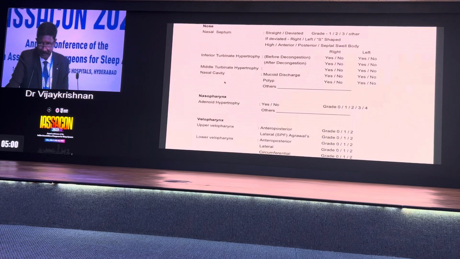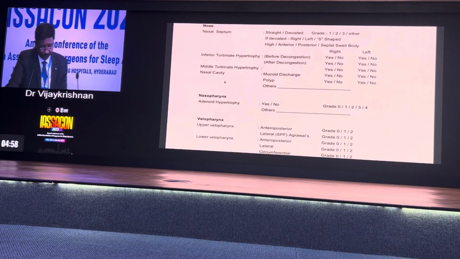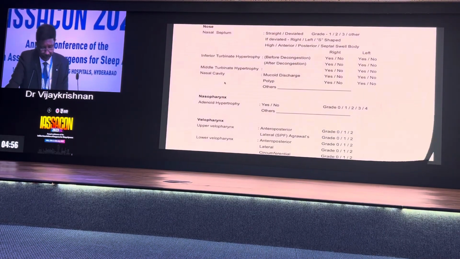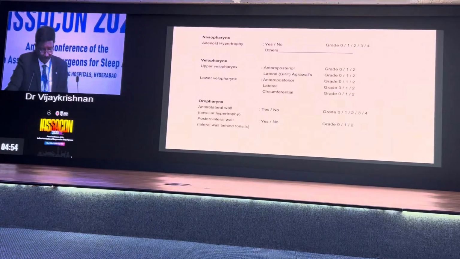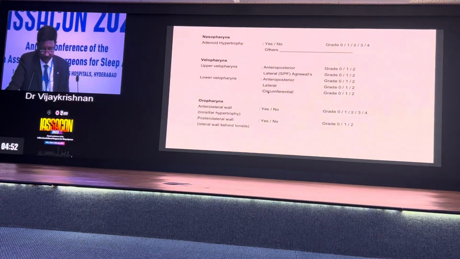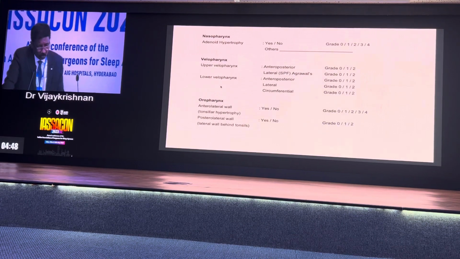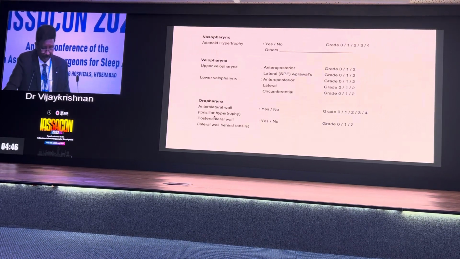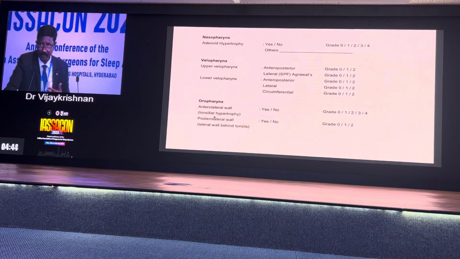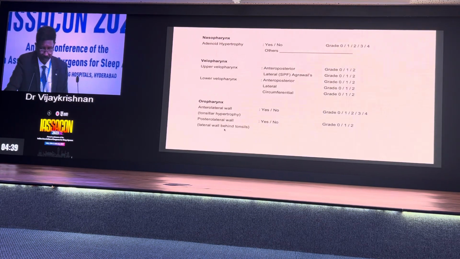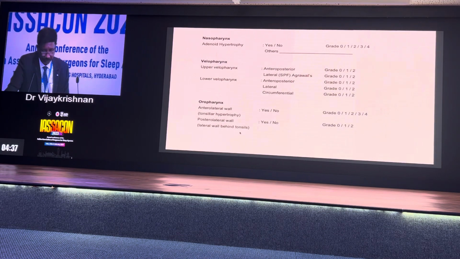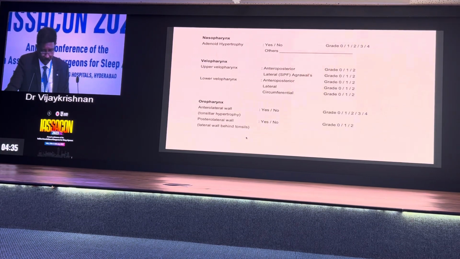The nasopharynx, with adenoidal hypertrophy; the velopharynx, as he said, upper velopharynx and lower velopharynx, where in the lower velopharynx we can have circumferential collapse, whereas in the upper velopharynx we can't have a circumferential collapse. The oropharynx we broadly classify as anterolateral, that is tonsil hypertrophy, and the posterior pillar is included, that's the lateral wall behind the tonsil, which can also collapse. That we call posterolateral wall collapse.